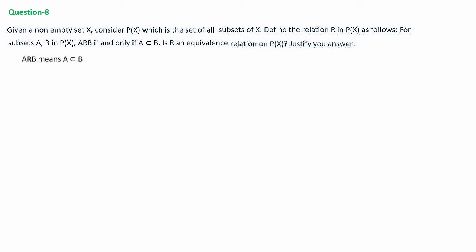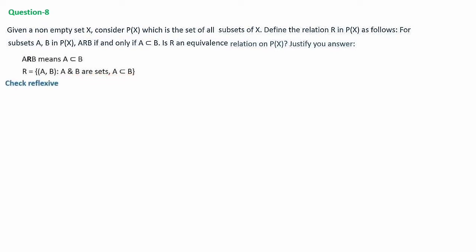A is related to B means A is a subset of B. Here, for subsets (A, B) in P(x), the relation means there are sets A and B such that A is a subset of B. So this is the relation which is defined here: R is equal to the set of (A, B) such that A and B are sets and A is a subset of B.